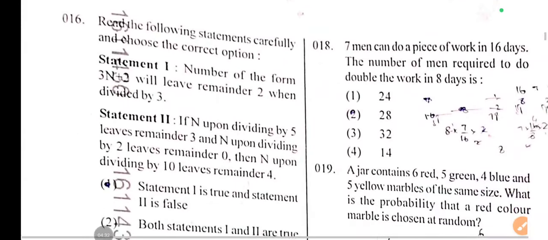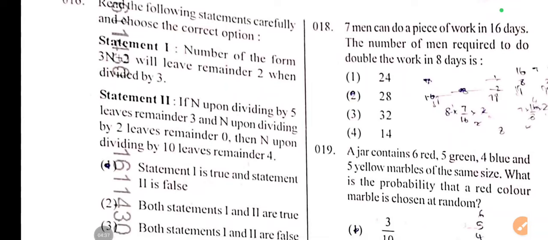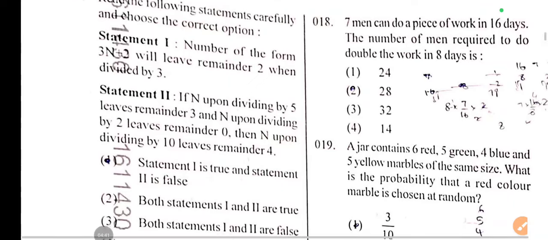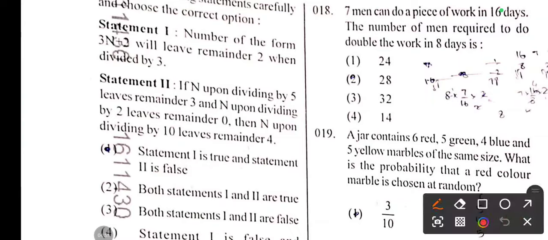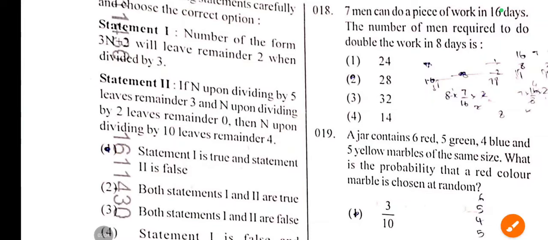Question number 16. Read the following statement carefully and choose the correct option. Statement 1. A number of the form 3n + 2 will leave remainder 2 when divided by 3. Statement 2. If n upon dividing by 5 leaves remainder 3 and n upon dividing by 2 leaves remainder 0, then n upon dividing by 10 leaves remainder 4. So statement 1 is true, statement 2 is false. The correct answer is option 1.